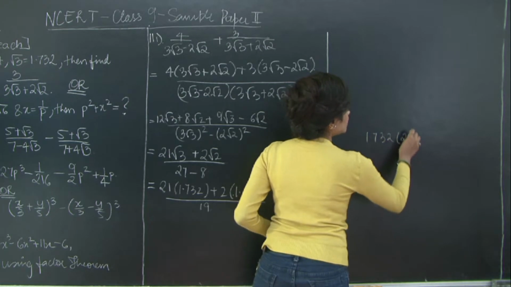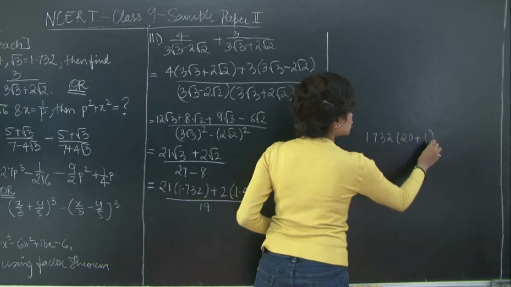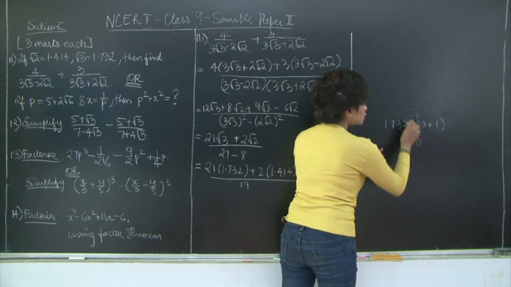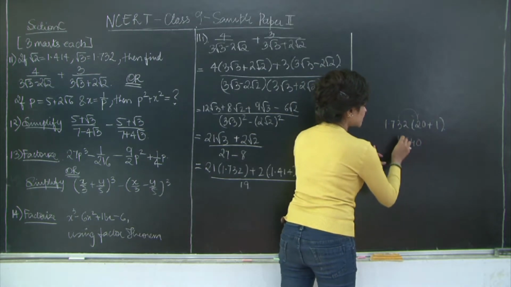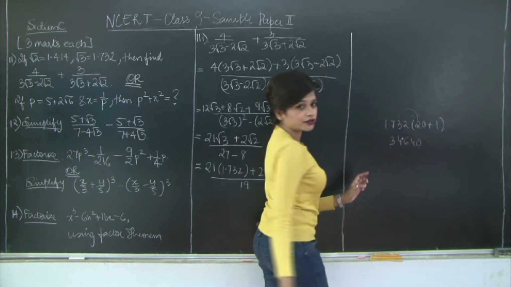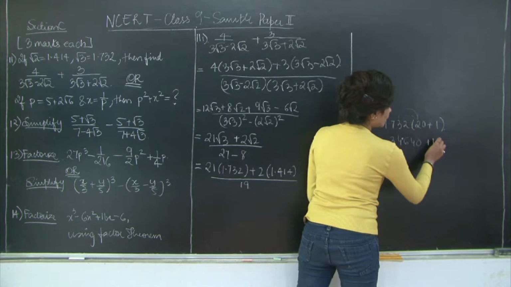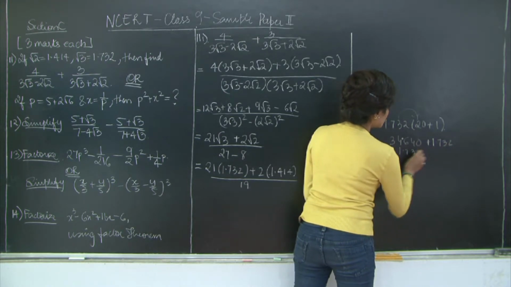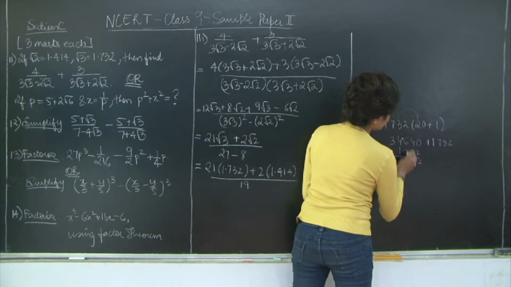Into 21 can be written as 1.732 into 20 plus 1. So using the distributive law to solve this, I get 2 2s are 4, 2 3s are 6, 2 7s are 14, 2 1s are 2, and 3 decimal places out here, plus 1.732. So adding 1.732, I get 36.372.